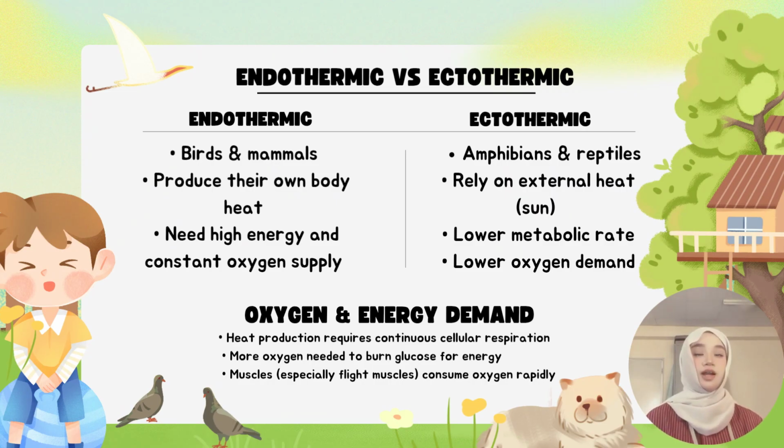But animals like frogs and crocodiles are both cold-blooded, so they depend on the sun to warm up their bodies. Because of that, their metabolism is much lower, so they don't need oxygen to be pumped around their body as fast or as efficiently as the warm-blooded animals.